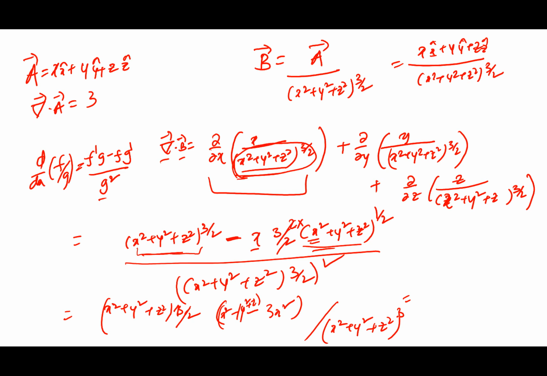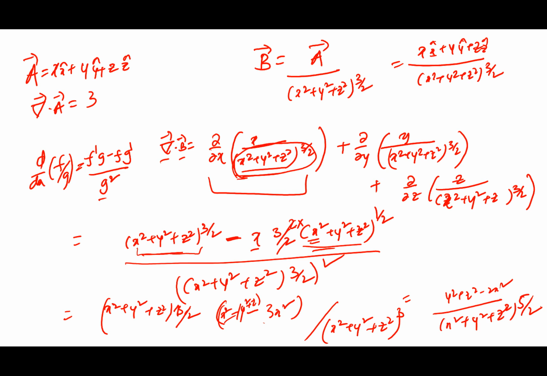Then I have simply here the x squared gives you the 2x squared here. So I get y squared plus z squared minus 2x squared divided by x squared plus y squared plus z squared whole to the power 5 by 2. Right. So that's what I'm going to get for doing the derivative of the first one, right?